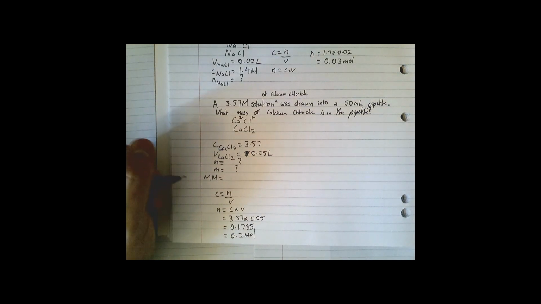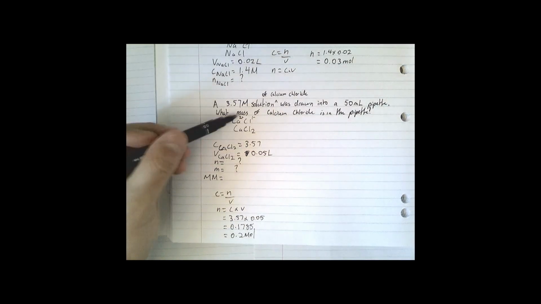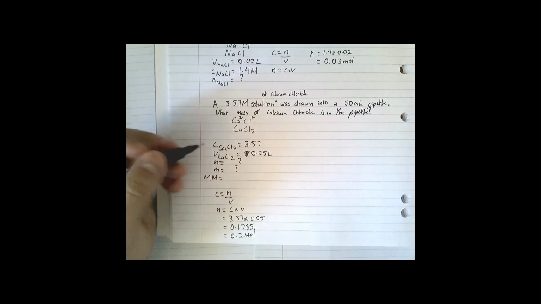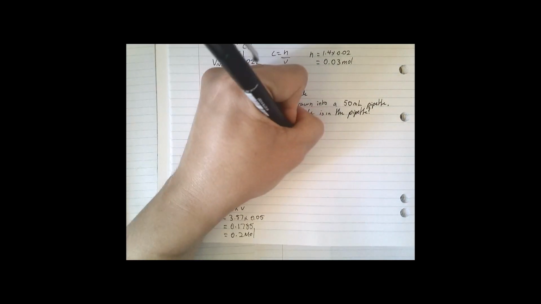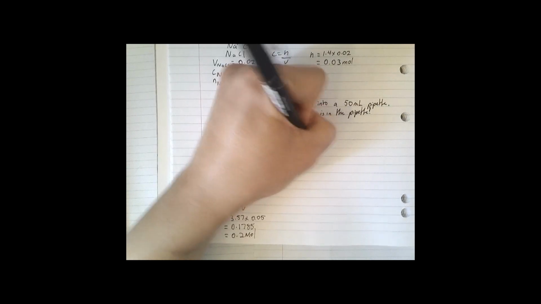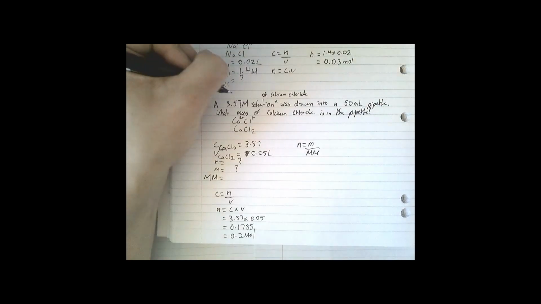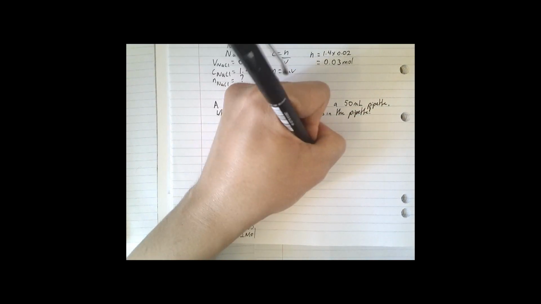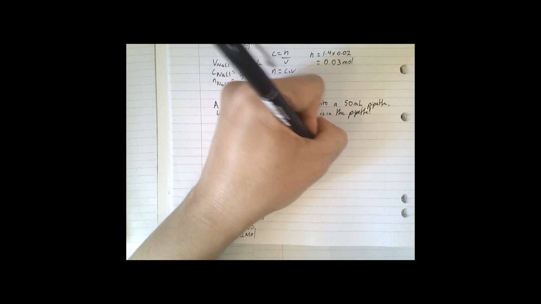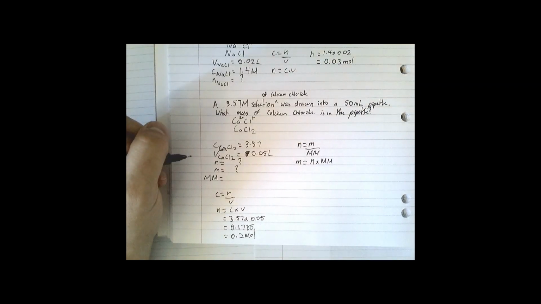calcium chloride. Now that's not what we were actually asked for. We were asked particularly for the mass. So we're going to have to convert these number of moles to mass. This is something that we've done before. The only thing that we're missing is our molar mass. So we know that n equals m over M_m. But we want to find m, or the mass, so we're going to make that the subject, meaning that the mass is equal to the number of moles times the molar mass. So the question remains, what is the molar mass of calcium chloride?